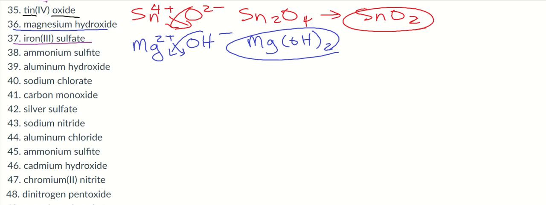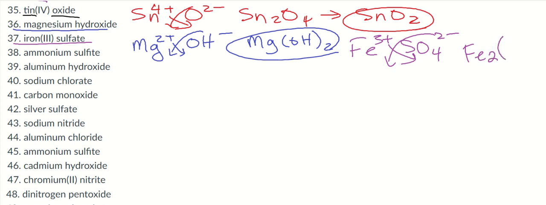Right, iron 3 sulfate. Transition metal, multiple charge will give you that charge. 3 positive. Sulfate is a polyatomic ion, SO4 2 negative, let's crisscross. Again, when we have multiple polyatomic ions, we'll put them in parentheses. There we go.